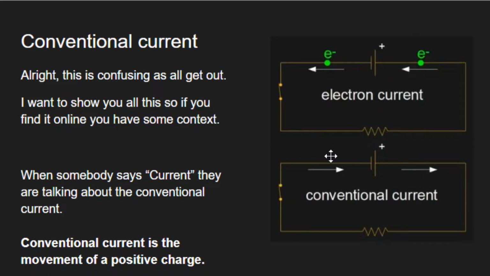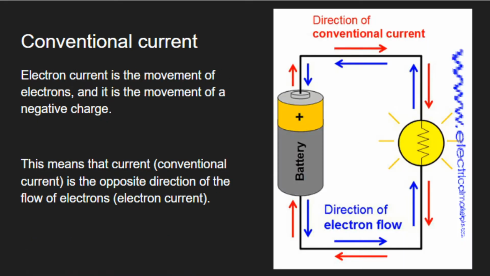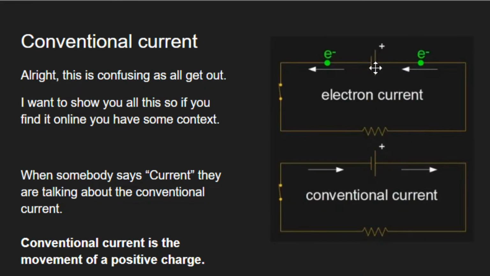So there's a thing called conventional current. And when somebody says current, they're talking about that. So conventional current is the movement of positive charge. The weird thing about this is that when you've got a battery hooked up to a wire, which is one of the easiest ways to think about charge, your electrons are moving this way. They're moving from the negative part of the battery to the positive part of the battery. But the conventional current in the exact same wire is going the other direction.